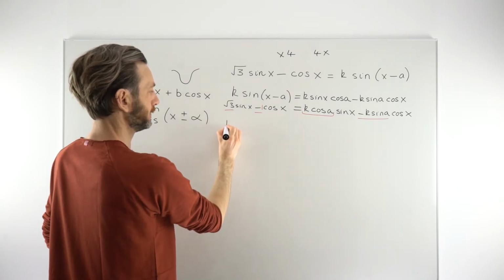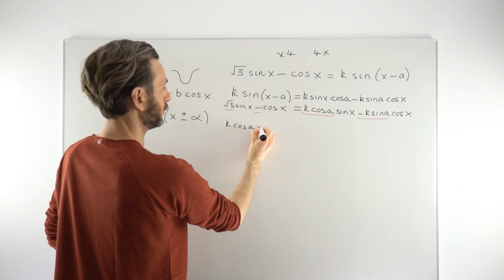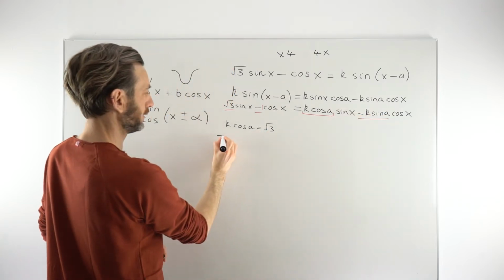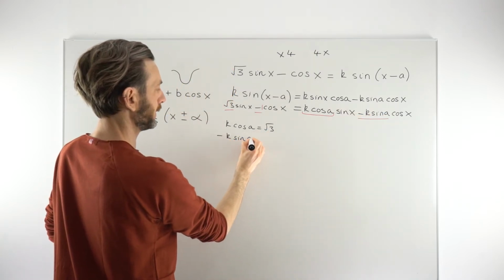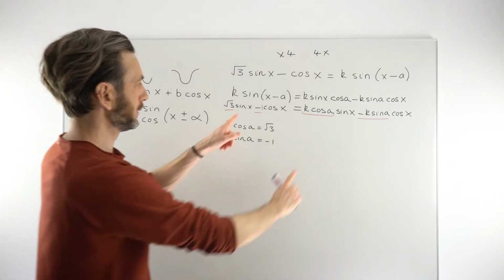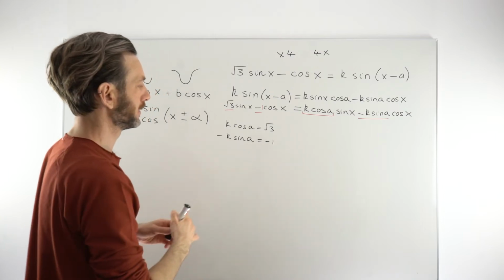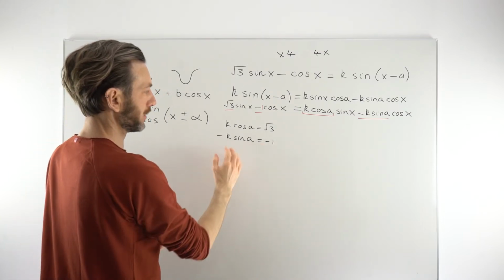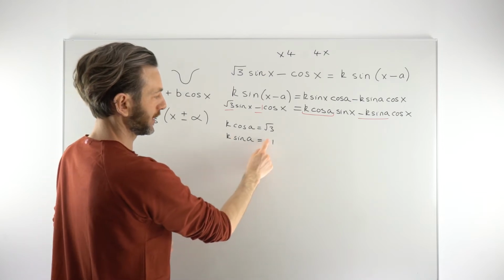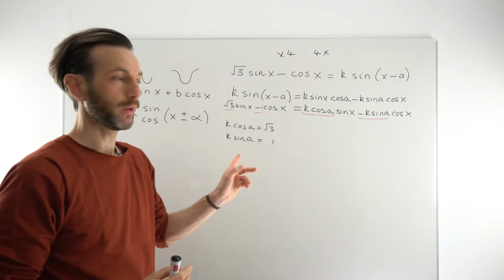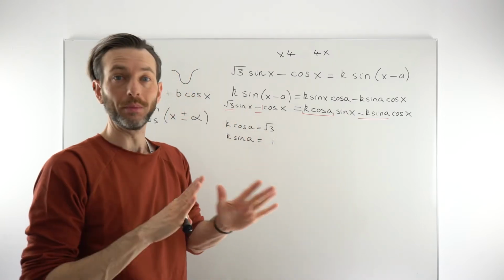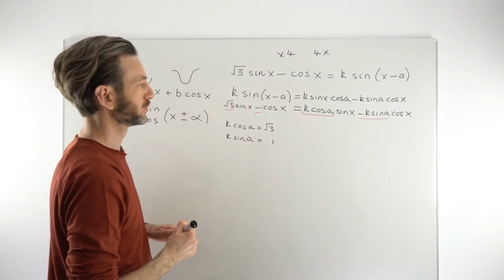So k cos a equals root 3. And minus k sine a equals minus 1. If there are negatives, you've got to be really careful. You can write them down in this form, but if both terms are negative, you can essentially drop the negatives in that equation, though it might be an idea to write them in first. If one's positive and one's negative, you've got to be particularly careful, so keep a close eye on your signs at that point.